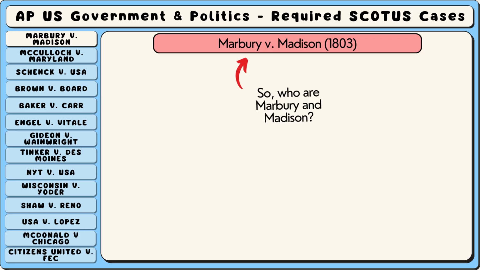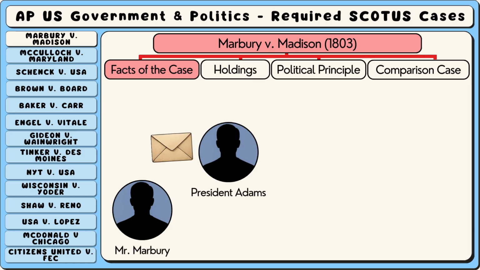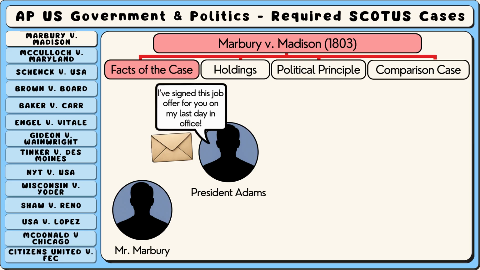First, you might be wondering who Marbury and Madison were. Essentially, the court was presented with a case where one man, Marbury, was issued an official appointment for a job by the outgoing president, John Adams. Adams had written, signed, and sealed the appointment on his last day in office. But the appointment letter was never delivered.